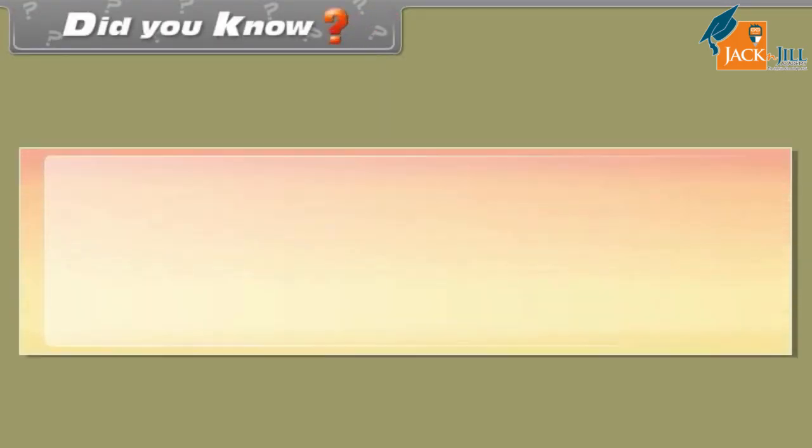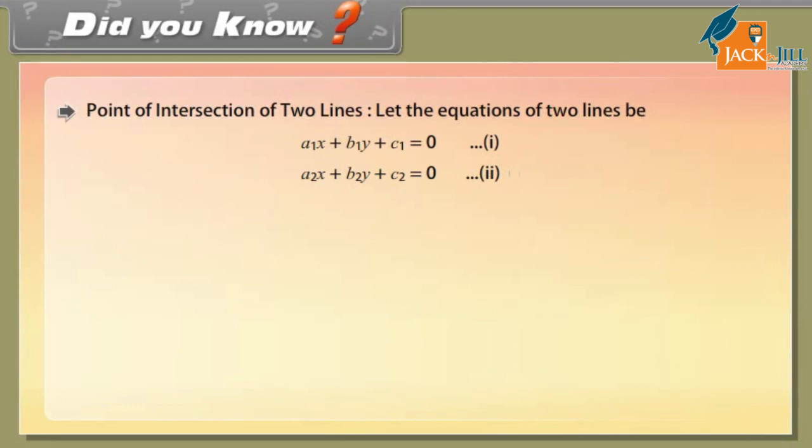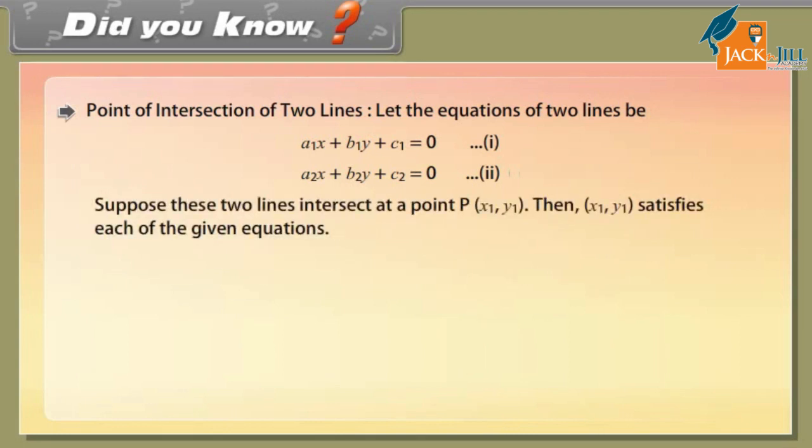Did you know? Point of intersection of two lines. Let the equations of two lines be a1x plus b1y plus c1 is equal to 0. Mark it as 1. And a2x plus b2y plus c2 is equal to 0. Mark it as 2. Suppose these two lines intersect at a point P(x1, y1). Then x1, y1 satisfies each of the given equations. Therefore, a1x1 plus b1y1 plus c1 is equal to 0 and a2x1 plus b2y1 plus c2 is equal to 0.